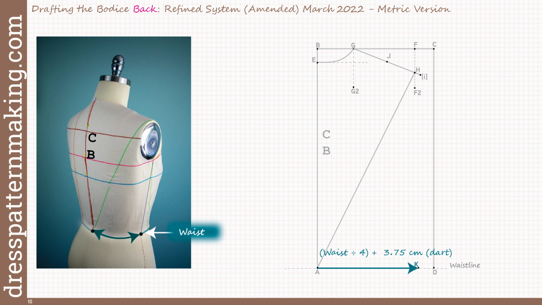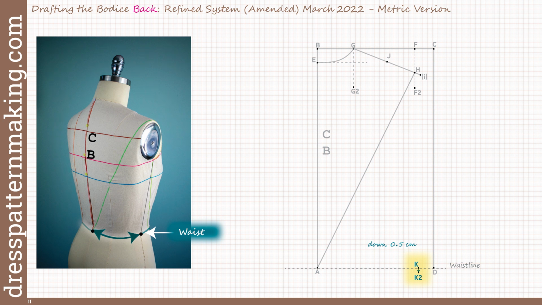Now the waist measurement, measurement number 7 on the chart. Moving down to your waistline, take your waist measurement, that's your whole body circumference, and divide it by 4. Then add 3¾ centimetres for the dart. Taking that total, waist plus dart, measure from point A towards point D and mark point K. Again, no ease at the moment. We're going to add ease to the upper bust and waist at the very end.